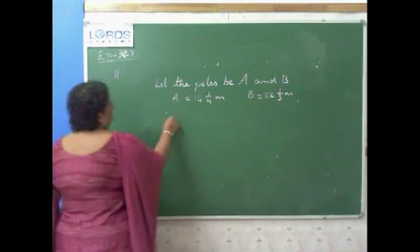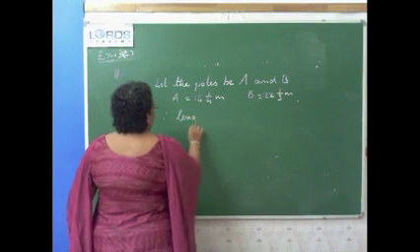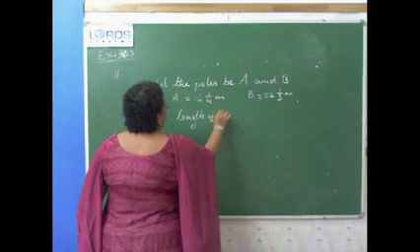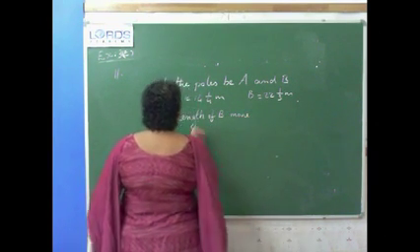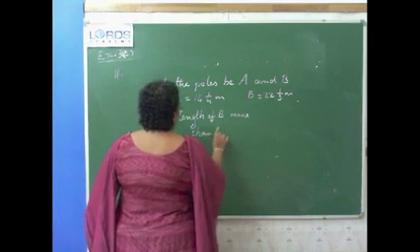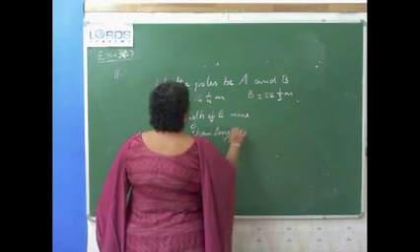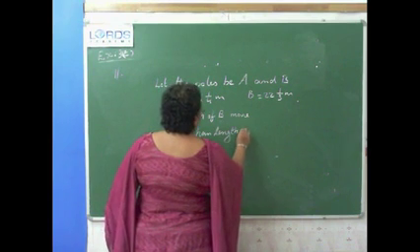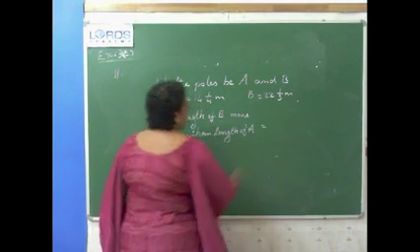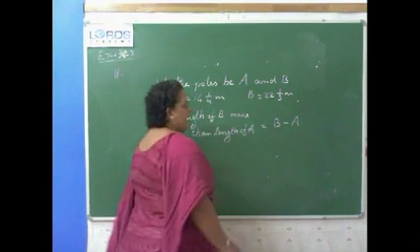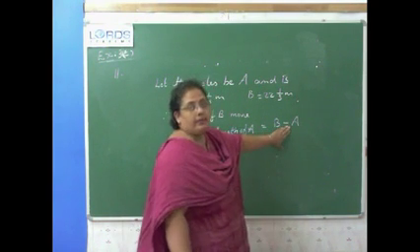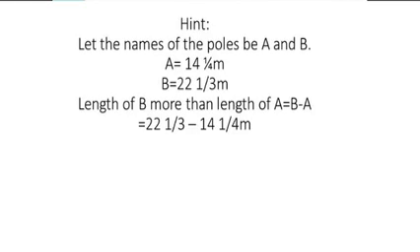Therefore, length of B more than length of A. How will you find it? You have to subtract B minus A, that is, length of B minus length of A. Simple one, you can find it out. I am not going to do it here.